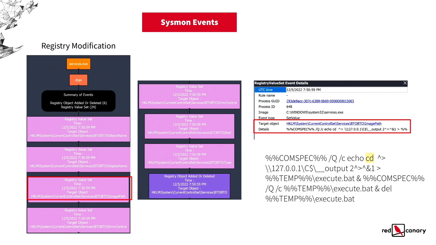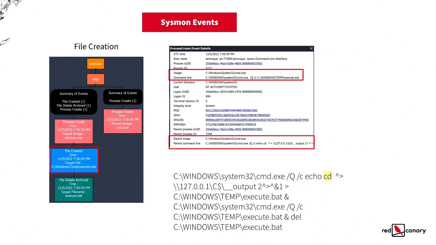And then the command line down there, I just wanted to point out the whole command line since it gets kind of cut off in the screenshot above it. And then file creation. So it's going to create that execute.bat file in C:\Windows\Temp.